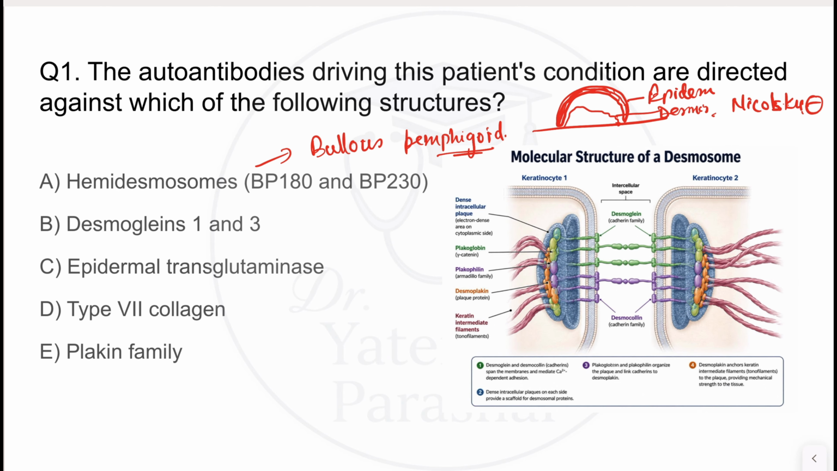So the autoantibodies are formed against the BP180 and BP230 proteins of the hemidesmosomes. Hemidesmosomes are the connections between epidermis and dermis. So the blister or cleft is formed between the epidermis and dermis. So the cleft in this case is infrabasal.